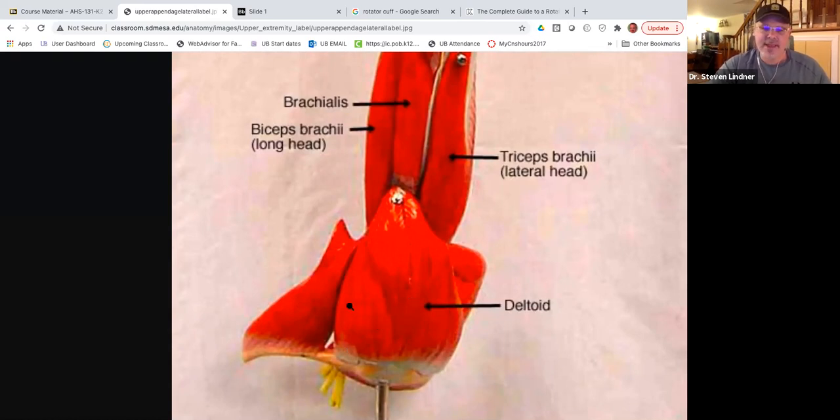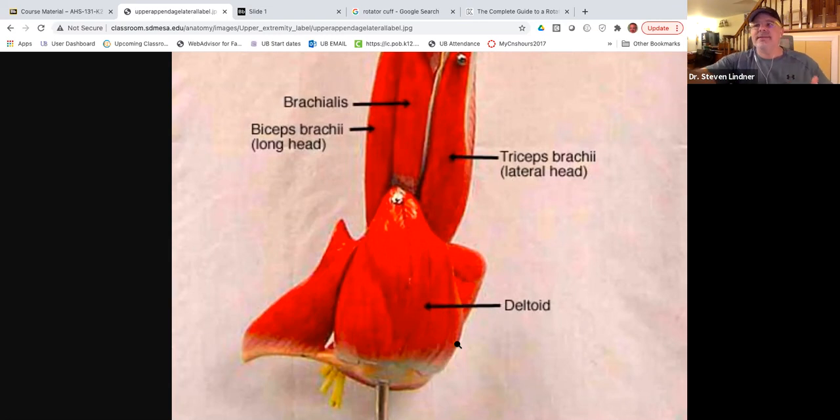The deltoid has an anterior division, a middle division, and a posterior division. And when you watch my video on ranges of motion, you will learn that if a muscle is in front, it has to move that extremity to the front. If a muscle is on the outside, it has to move the extremity outward to the outside. And if a muscle fiber is on the back, it has to move the extremity to the back.